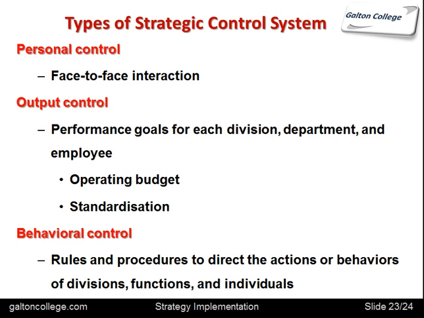So we've got different control systems: the personal control system, the output control system, and we've also got behavioral control, which simply sets down a set of rules and procedures to be followed. Work will be from this time to this time, there will be a break at lunchtime at this time, and so on and so on. So there are different control mechanisms in play. And these are the procedures that may be followed in trying to successfully implement a strategy.